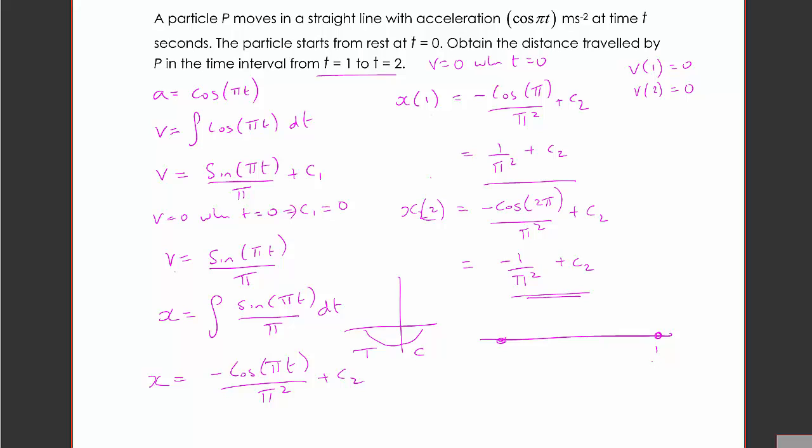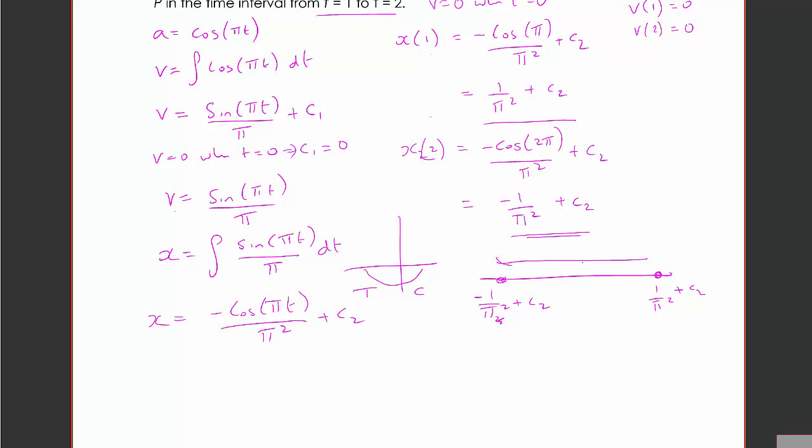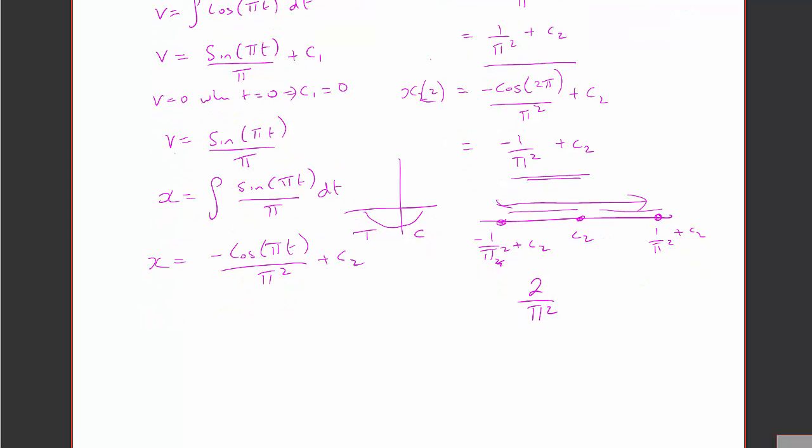It's going to start over here at 1 over pi squared plus c2 and travel to negative 1 over pi squared plus c2. And so the distance travelled, should be clear, is 2 over pi squared. It travels 1 over pi squared to the point where it's c2, and that's why the c2 doesn't actually matter. So that's 1 over pi squared, and then another 1 over pi squared there, giving us a total distance of 2 over pi squared.